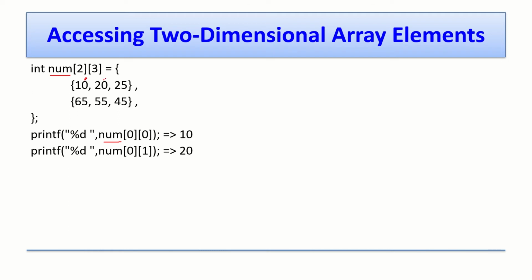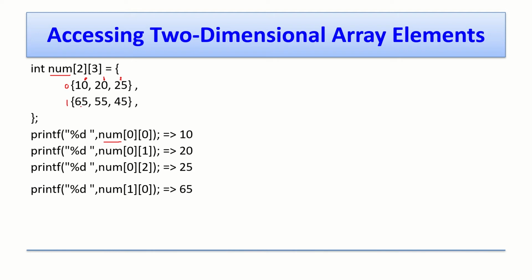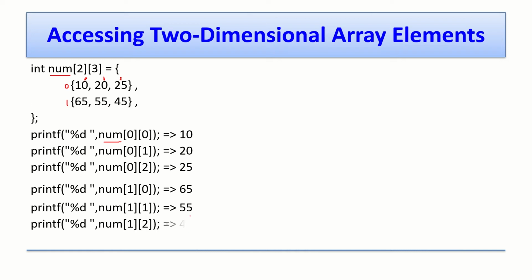So this is the 0th column, this is the first column, this is the second column. So this is the 0th row, this is the first row, in terms of indexes, all right? So 0, 0 means 10, 0, 1 means 20, 0, 2 means 25. This is 1, 0, that is 65. So this is 1, 1, which is 55. This is 1, 2, which is 45.